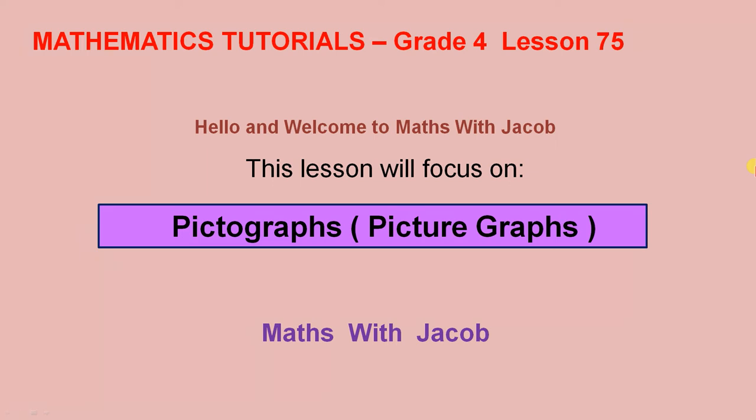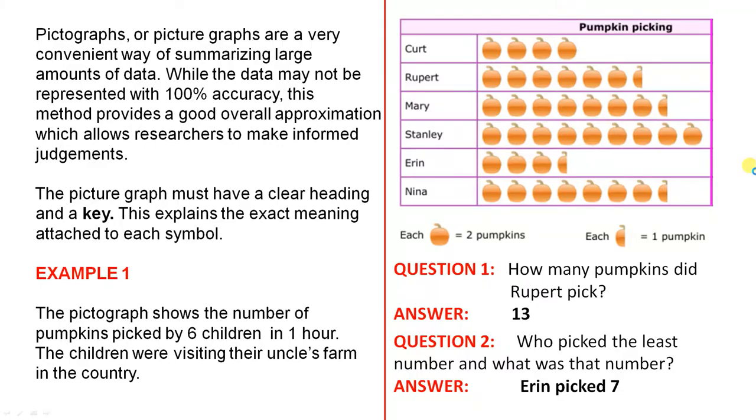This lesson will focus on pictographs. Pictographs are a very convenient way of summarizing large amounts of data. While the data may not be represented with 100% accuracy, this method provides a good overall approximation which allows researchers to make informed judgments. The pictograph must have a clear heading and a key. This explains the exact meaning attached to each symbol.